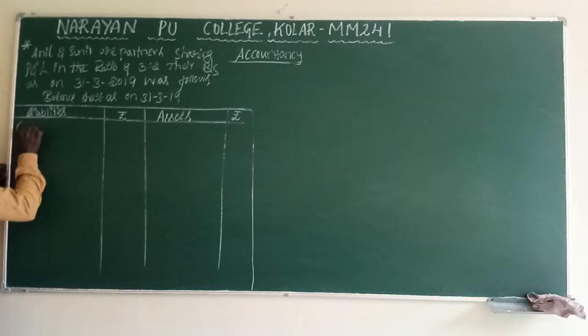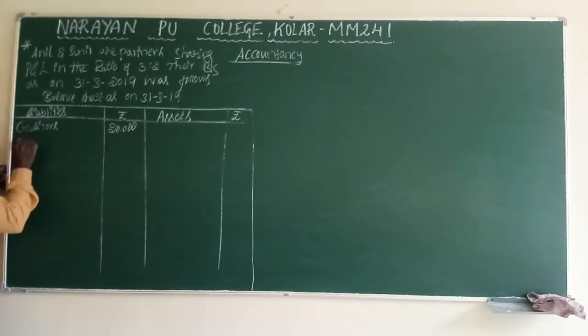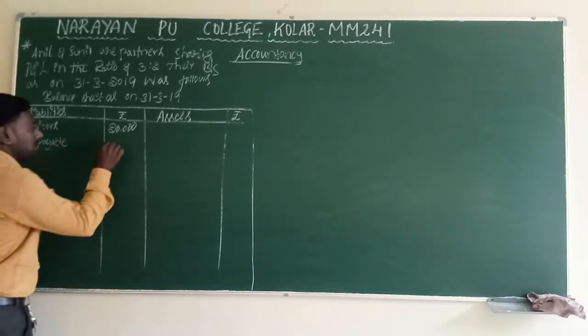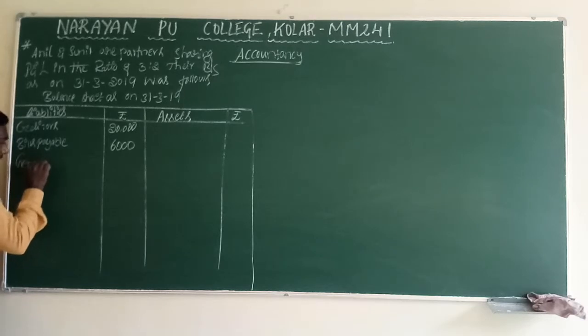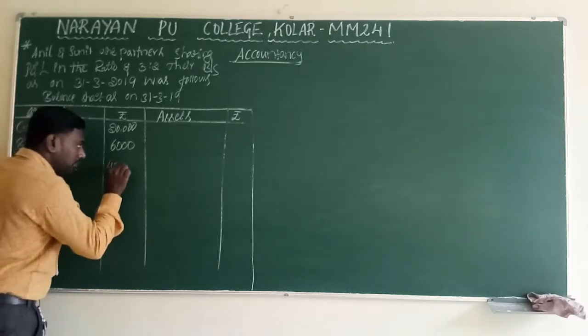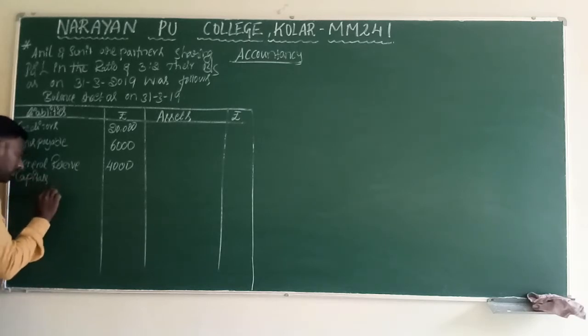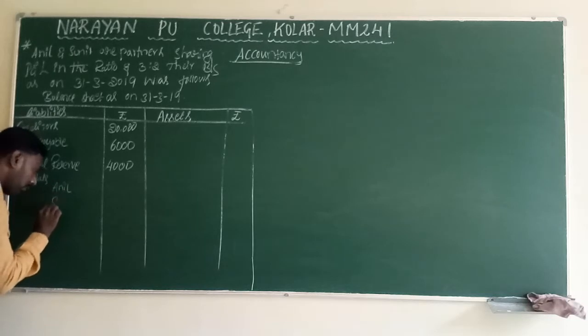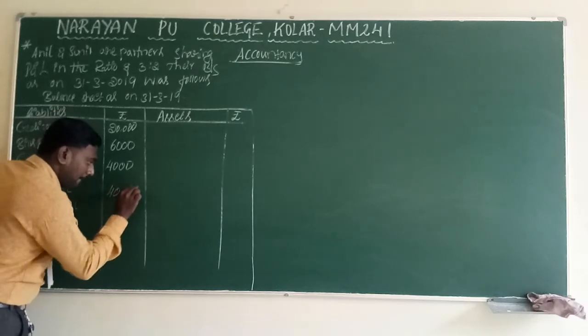Creditors 20,000. Bills payable 6,000. General reserve 4,000. Capitals: Anil 40,000, Sunil 30,000.